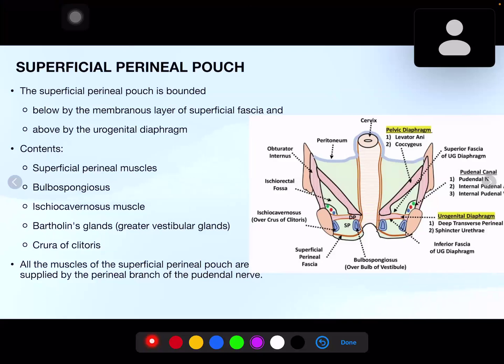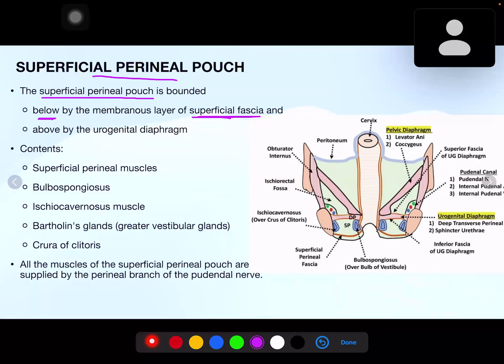So you understand these two pouches. Now I read what's written here. The superficial perineal pouch is bounded below by the membranous layer of superficial fascia. This is the superficial fascia, just under the skin. And above it is bounded by the urogenital diaphragm, or you can say the perineal membrane. So this structure is called the superficial perineal pouch, and the urogenital diaphragm structure is the deep perineal pouch.